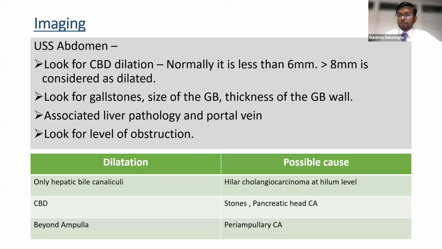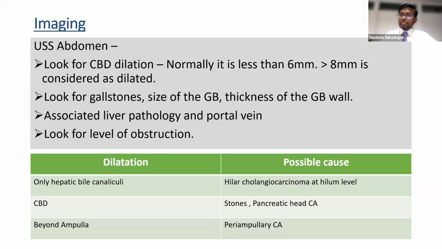Again, look for the gallbladder. Gallbladder wall thickness. Are there any calculi inside? Is there any pericholecystic fluid suggestive of symptomatic gallstones, like in the setting of cholecystitis? Then look for the liver. Are there any deposits in the liver?